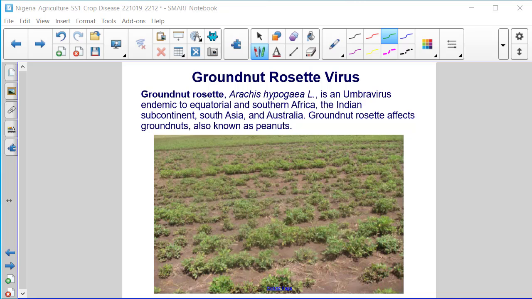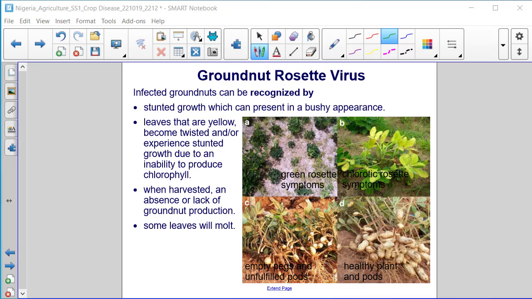Groundnut Rosette virus. Groundnut Rosette, Arachis hypogaea, is an umbravirus endemic to equatorial and southern Africa, the Indian subcontinent, South Asia, and Australia. Groundnut rosette affects groundnuts, also known as peanuts. Infected groundnuts can be recognized by stunted growth, which can present in a bushy appearance. Leaves that are yellow become twisted and/or experience stunted growth due to an inability to produce chlorophyll. When harvested in absence or lack of groundnut production, some leaves will molt.